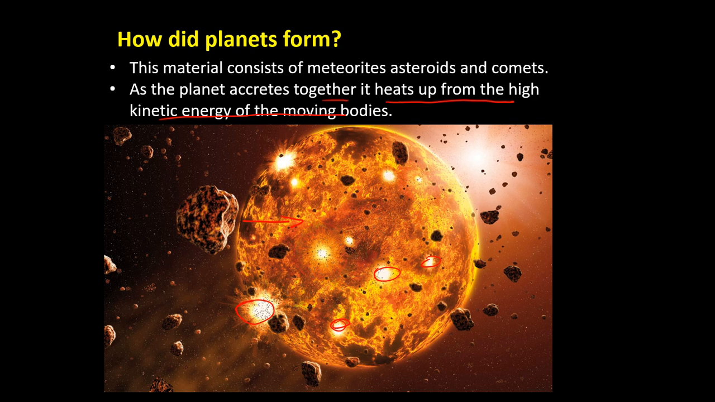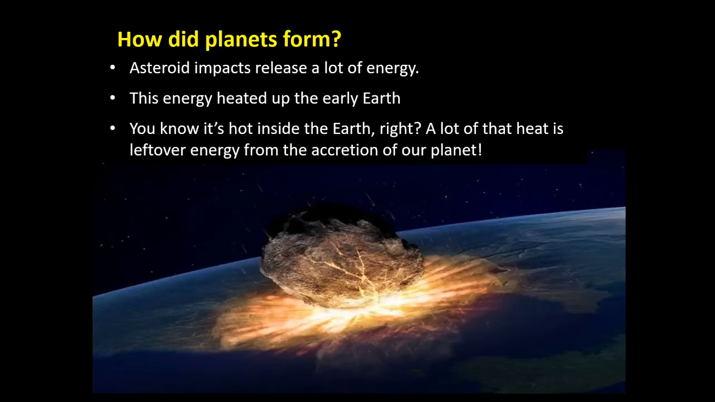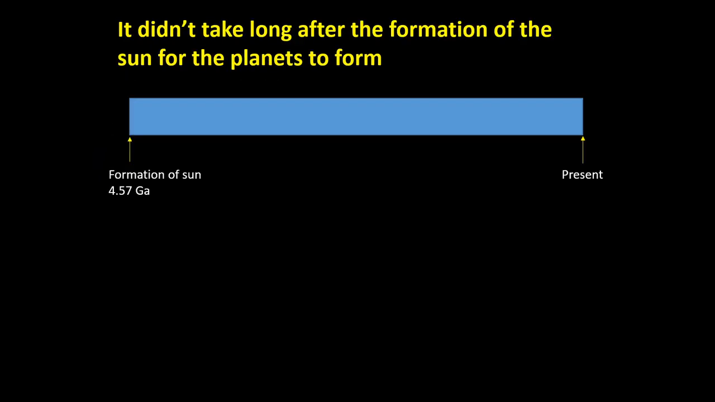Okay, we're still, 4.5 billion years later, just cooling off from that bombardment of meteorites. So asteroids release a lot of energy. This energy heats up the early Earth. And it's hot inside the Earth, right? So a lot of that heat is just leftover residual energy from the accretion of our planet. The other source of energy is radioactive decay of elements such as potassium, especially potassium, and uranium. That also adds some heat to the interior of our Earth.